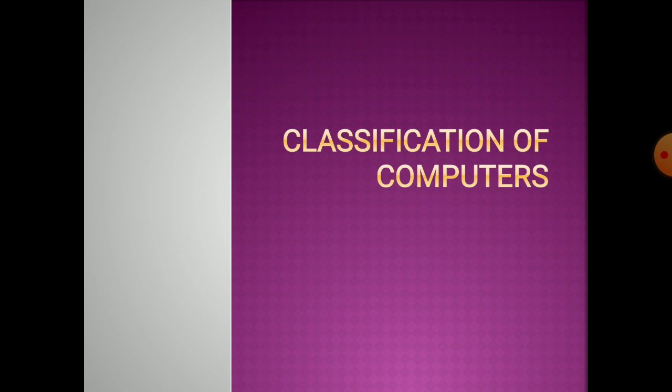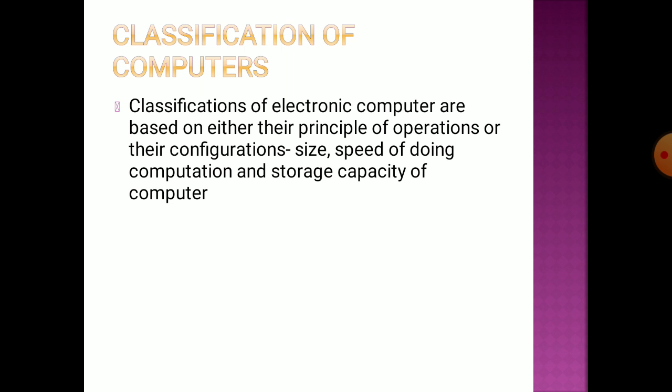The next part in your syllabus is the classification of computers. How has the computer been classified into different types? We don't have only one computer, we have different types of computers. These electronic computers are mainly classified based on either their principle of operation or their configuration, that is the size, the speed of computation and the storage capacity. So mainly we concentrate on these 2 points to classify a computer.